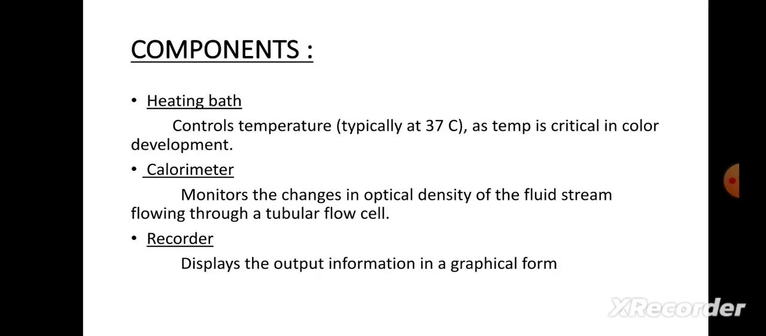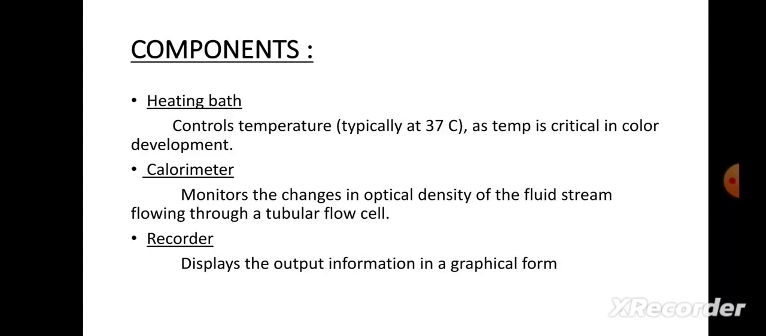The next is the colorimeter. It measures the intensity of the color complex. It is a major component in automated chemical analysis. Last but not least is the recorder. It shows the result or concentration of a component in graphical form, such as creatinine, protein, and glucose.